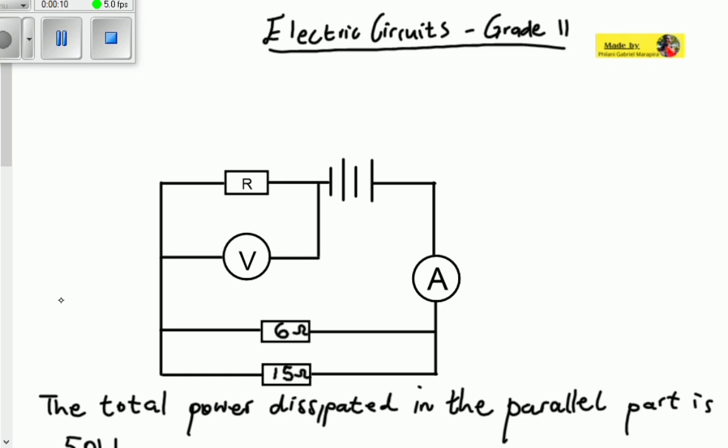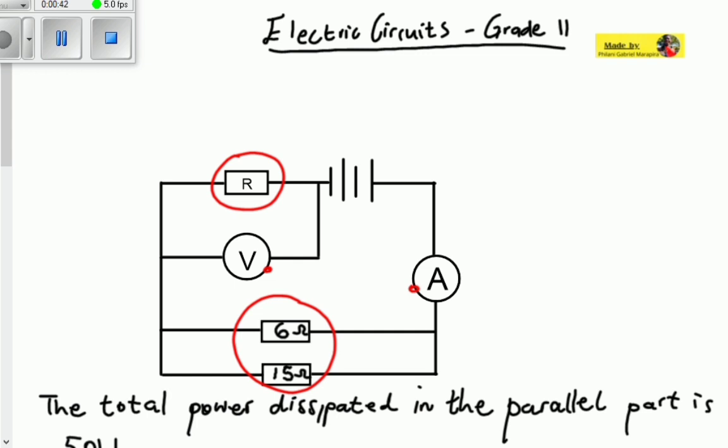We are given a circuit below which consists of 6 ohm and 15 ohm resistors connected in parallel, and then there's an unknown resistor R in series. We also have an ammeter and a high resistance voltmeter. Today we are asked to solve a set of questions based on this electrical circuit, but first we're going to do an analysis of exactly what to measure on the circuit.